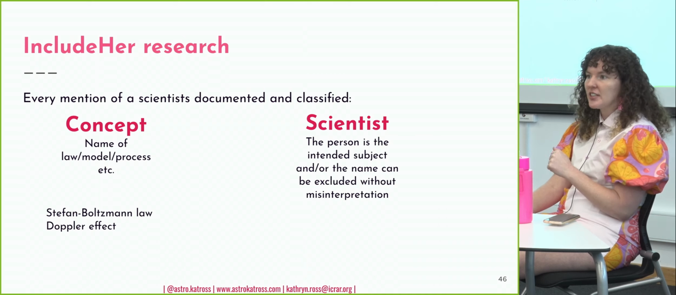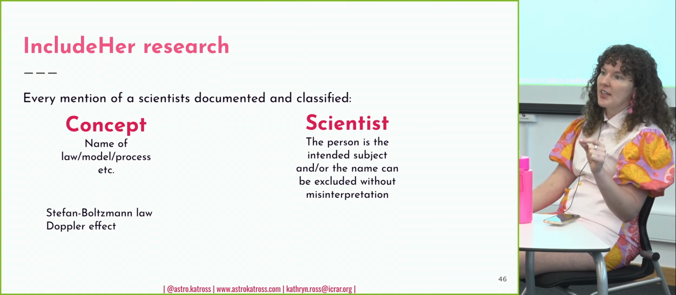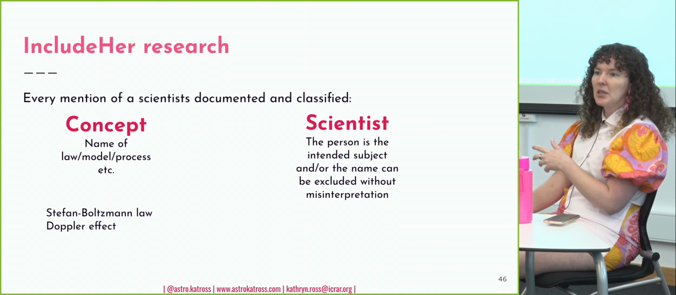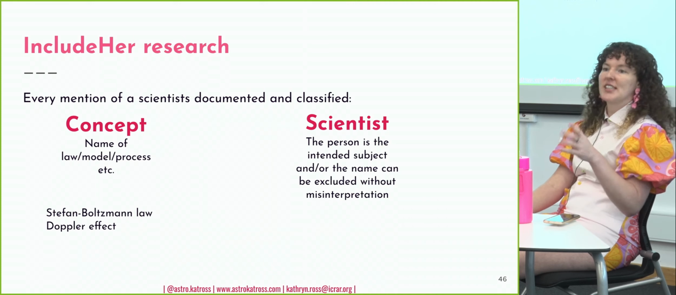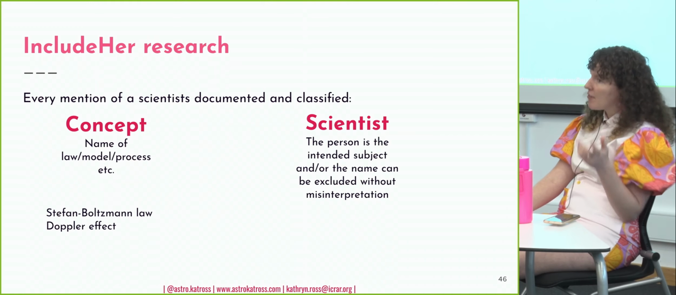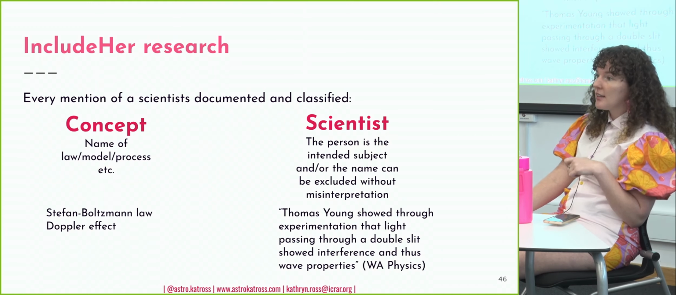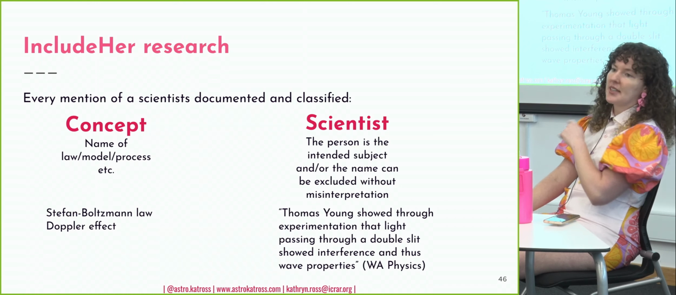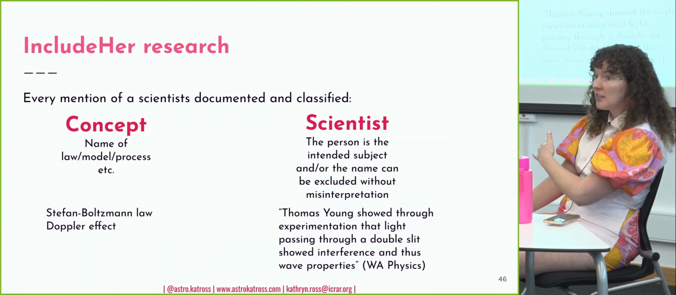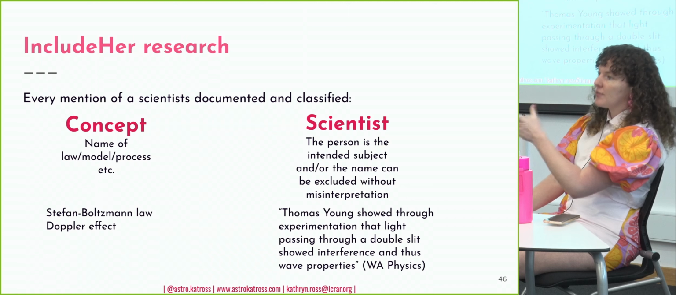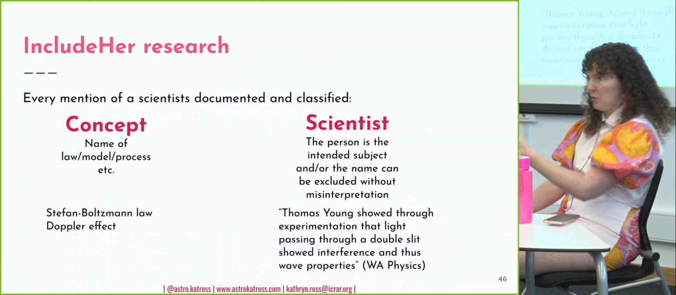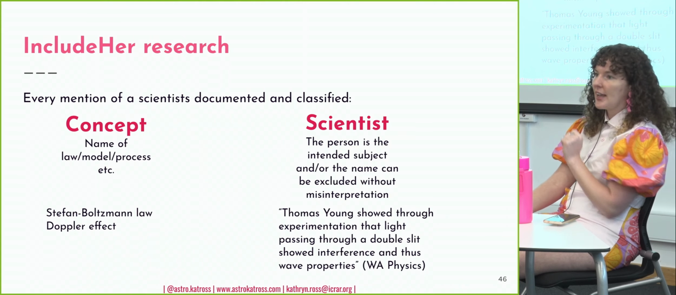Alternatively, the scientist mention is where the scientist is actually the intended focus of that sentence. So the scientist is really what we're trying to focus on here, or it's a completely unnecessary mention. So I sort of just added in there for no real purpose, other than to be like, a scientist. So another example, this is taken from the WA physics curriculum. Here we've got Thomas Young showed through experimentation, blah, blah, blah. That's clearly relating to Thomas Young, the person. Yes, we're looking at the content of the science that Thomas Young has done, but there is a very clear focus that that science was done by Thomas Young, and let's mention that Thomas Young is the scientist that we're learning of. So those are the two classifications.